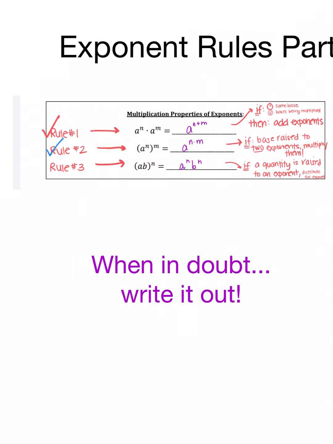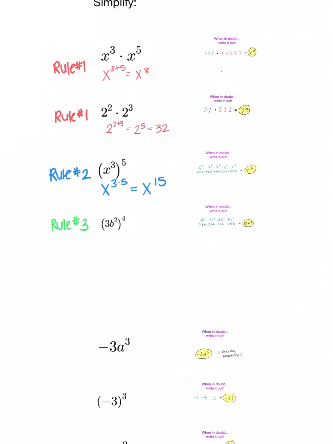Rule number 2, done. Rule number 3 says that if I have a quantity, or something in parentheses, being raised to a power, I can distribute that exponent to each piece of that quantity. Again, if a quantity is raised to an exponent, I can distribute the exponent. AB to the n would be a to the n, b to the n. This is how rule 3 would play out. Notice that I have an entire quantity being raised to a power. I can distribute that power to both things in the parentheses.